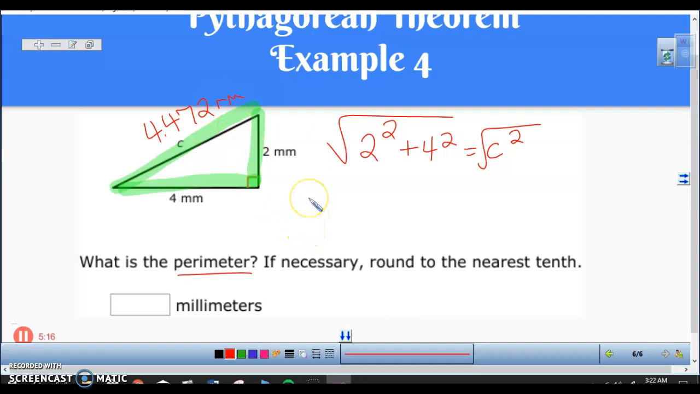And when I add those, I would get 10.472. It says round to the nearest tenth, so that would be 10.5 millimeters. So be careful, make sure you're reading the directions.